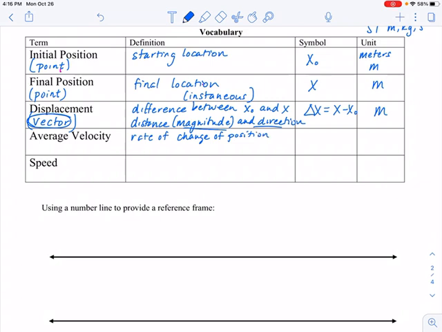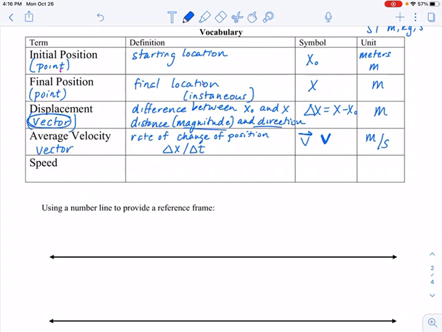So displacement was change in position, and now average velocity is going to be change in position over change in time. And the formula for it is going to be delta x divided by time. And the symbol for it is going to be a v. And this is also a vector quantity. So sometimes you'll see a little arrow on top of it to indicate that it's a vector, or sometimes you'll see it bolded when it's printed to indicate that it's a vector. The units will be meters per second.